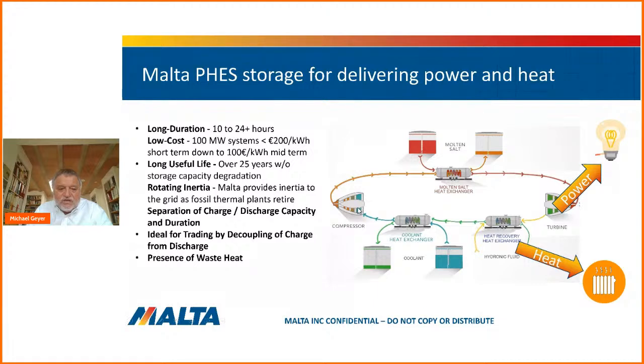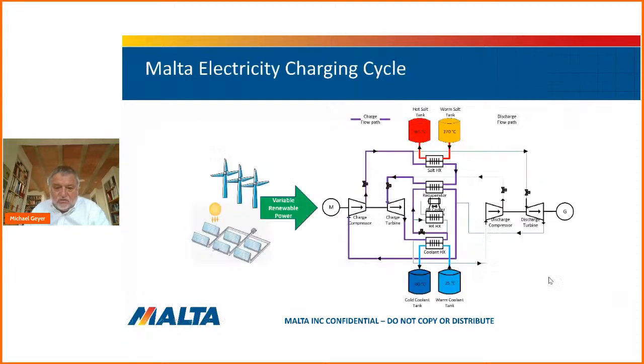And it provides, with its turbo machinery, rotating inertia to substitute the rotating synchronous inertia that will be retired from the fossil thermal plants. You can separate charge and discharge capacity. That means you can charge the system in, let's say, 8 sunlight hours and then discharge in 16 hours over the night. And you also have heat. So this means you can put electricity in and you get power out, and you can get useful heat out at some 120 degrees centigrade for district heating, district cooling.